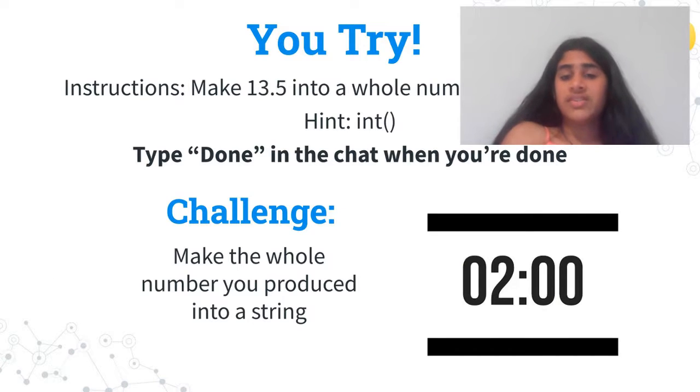So let's try the activity that goes along with it. Make 13.5 into a whole number, which means no decimals. Something you might want to think about is using the int command. And a challenge is to make the whole number you produced into a string.